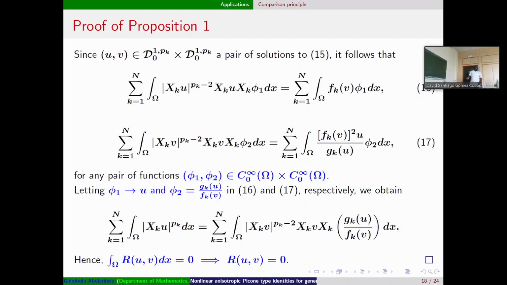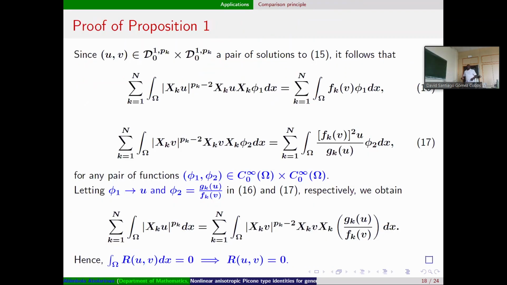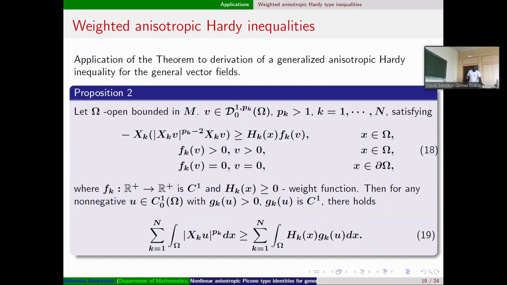By the non-negativity of this, what does that imply? If you have this, then you have the result. When you have this, then u is a multiple of v, and that is exactly what we wanted to prove. So that is the first application we just stated. We have used that to prove a comparison principle, which you can say is a Louvre-type result for the system here. Then the second application is on weighted anisotropic inequalities.